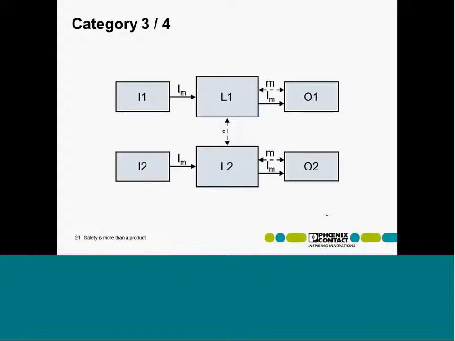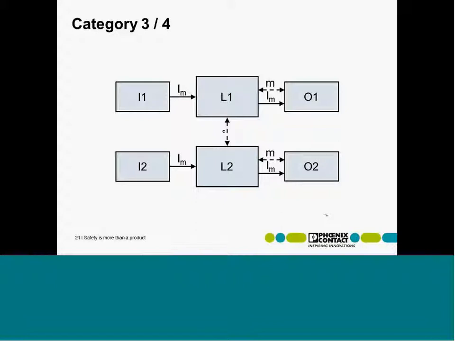For category 2, we also have category 3 and 4. Both categories, 3 and 4, have a requirement which is defined as: a single failure will not lead to loss of safety functions. In many cases, we have a redundant structure to be provided. That means a single failure in the system shall not lead to loss of safety functions. So that's the reason for the dual system.